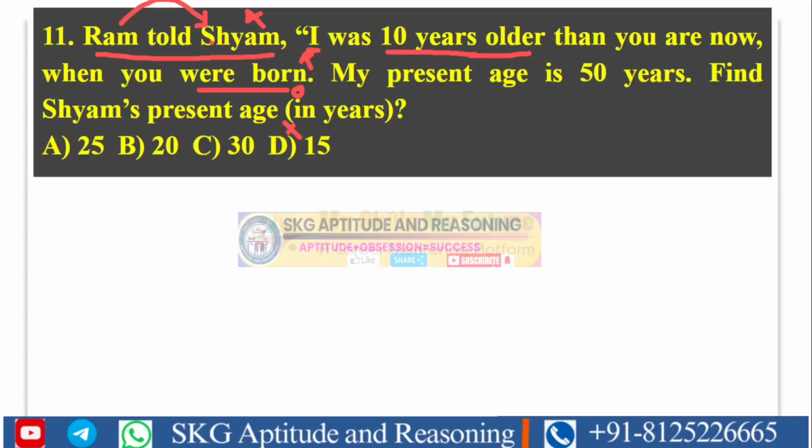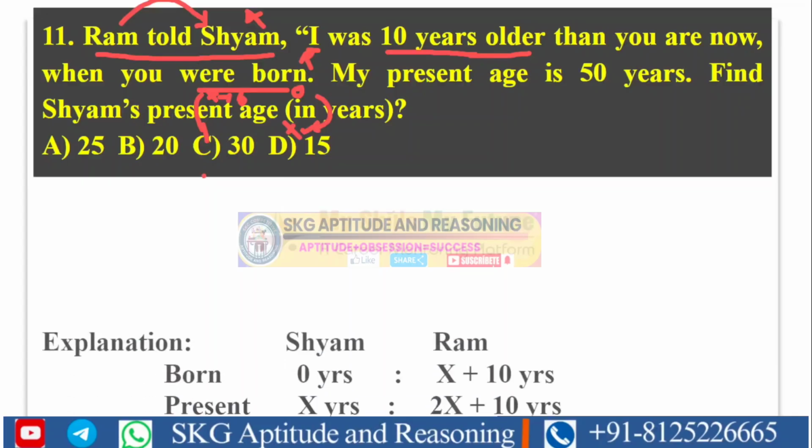In the question, it is given that Ram was 10 years older than Shyam. So the present age of Shyam is X years. When Shyam was born, the age of Ram will be X plus 10 years. So here Shyam's age increased by X years. Similarly, Ram's age also increased by X years. So it means it will be 2x plus 10.